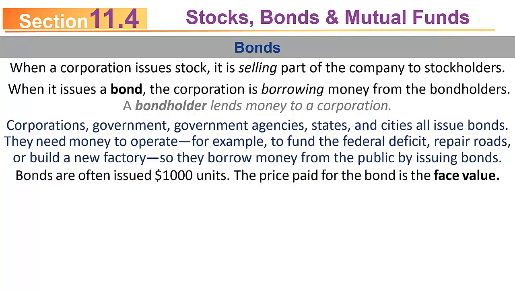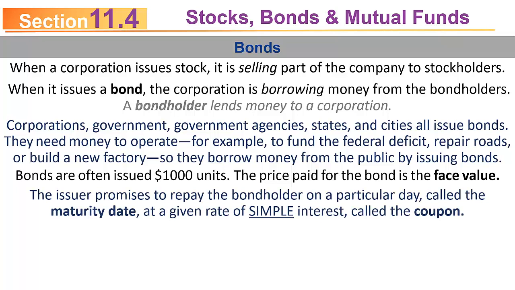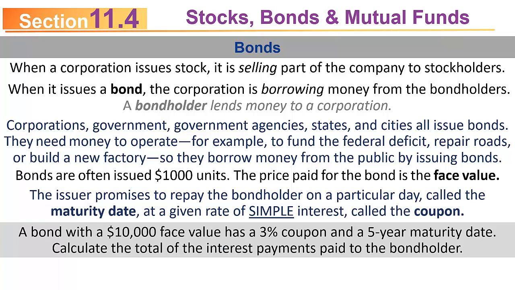Bonds are often issued in $1,000 units. The price paid for the bond is called the face value. The issuer promises to repay the bondholder on a particular day called the maturity date, at a given rate of simple interest called the coupon. So the coupon is a simple interest rate. For example, a bond with a $10,000 face value has a 3% coupon and a 5-year maturity date.